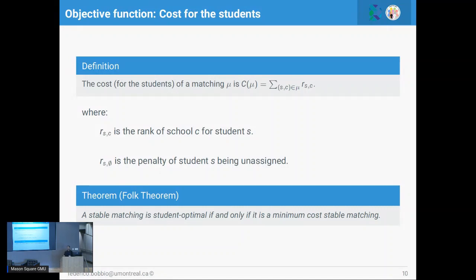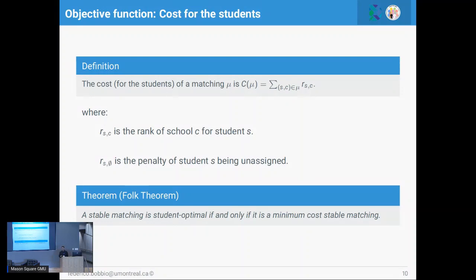The very nice thing about this theorem is that it guarantees that every time we do the minimization, we will always get the student optimal stable matching. So we don't have to worry about that. Because if it's another one, you can just get a Pareto improvement. Everybody, yeah, exactly.